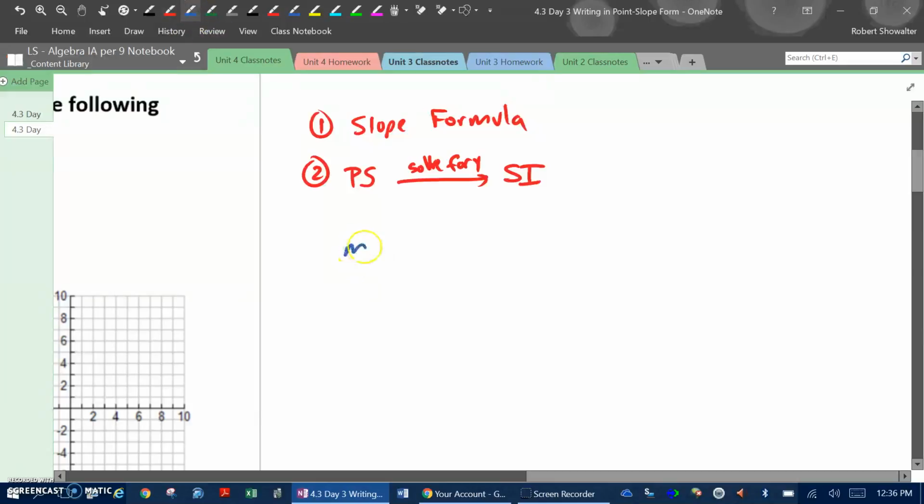So if you remember, slope formula is this. Slope equals y2 minus y1 over x2 minus x1. We phrase that as change in y over change in x. And what you'll notice, out of curiosity, is that it's very similar to point slope form. We'll talk about that in a minute. But so there's the slope formula, and what do you do when you have it? Why do you use that? How can you utilize it?